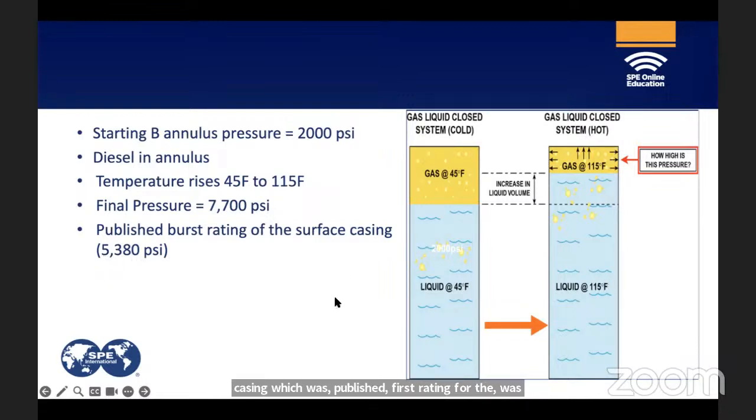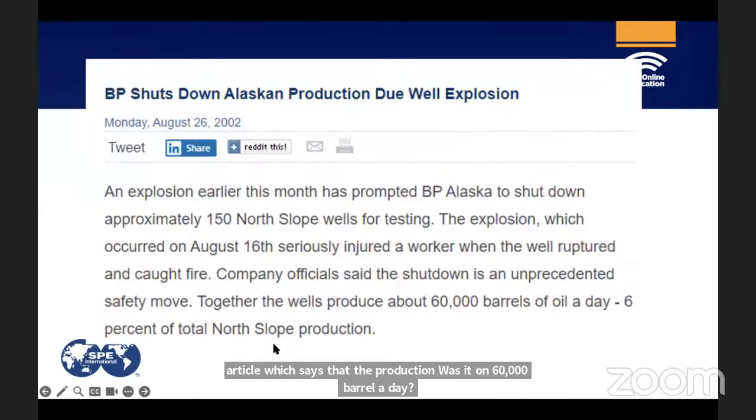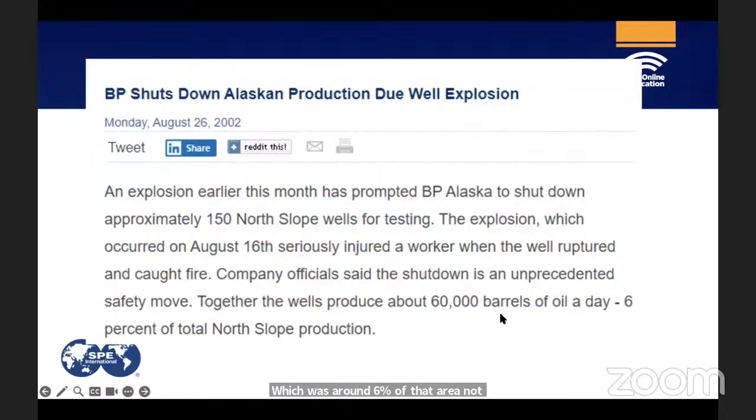This caused the surface casing to fail and the incident to occur. This also resulted in the stoppage of production and a lot of impact to the company. This is a news article which says that the production was around 60,000 barrels a day, which was around 6% of that area of North Slope production.